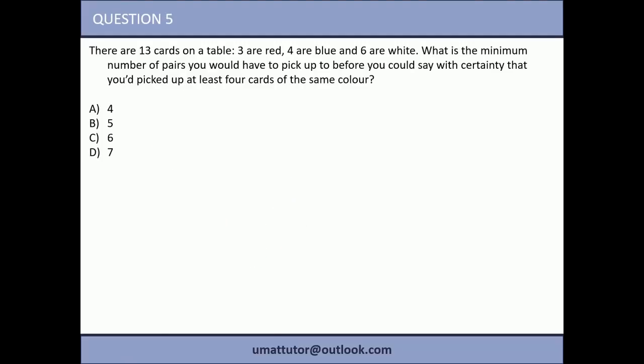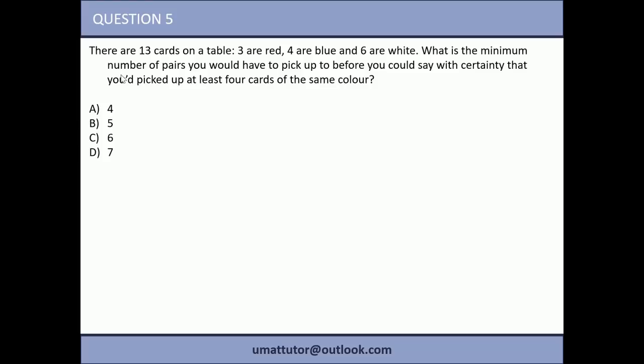I'll just do one more very similar question to illustrate this approach again. So it's the same setup, but the new question is, what is the minimum number of pairs you'd have to pick up before you could say with certainty that you picked up at least 4 cards of the same color? So it's kind of the opposite of before. Whereas before the goal was to pick up an even spread of a few different colors, in this question, the goal is to pick up 4 cards of any one color.